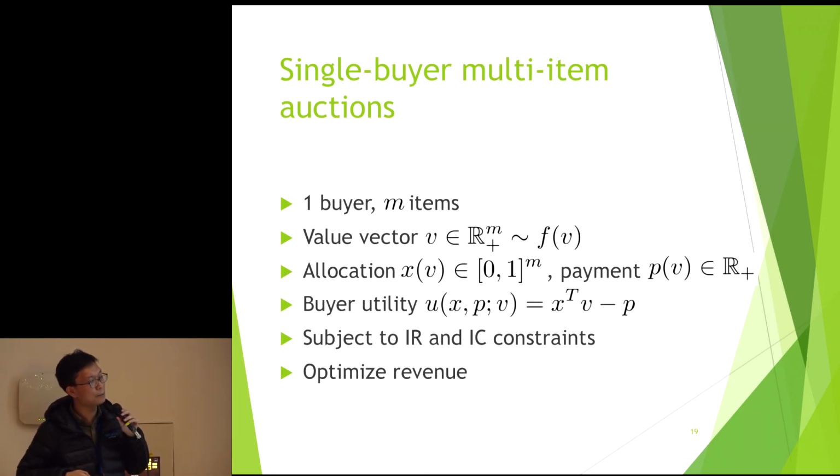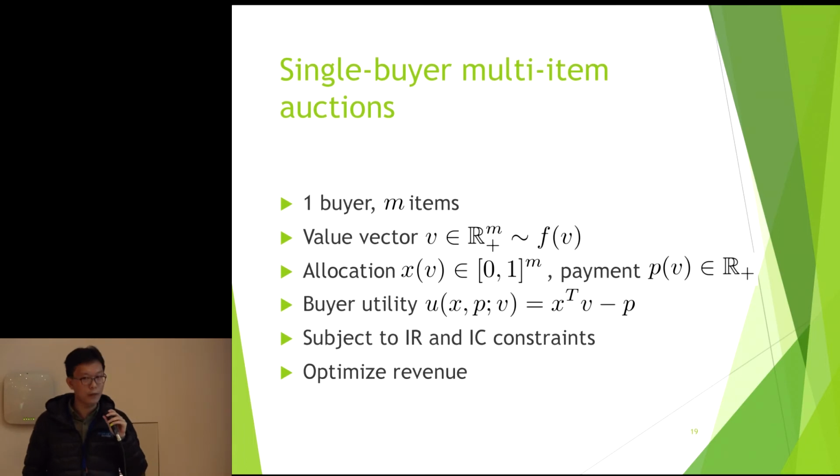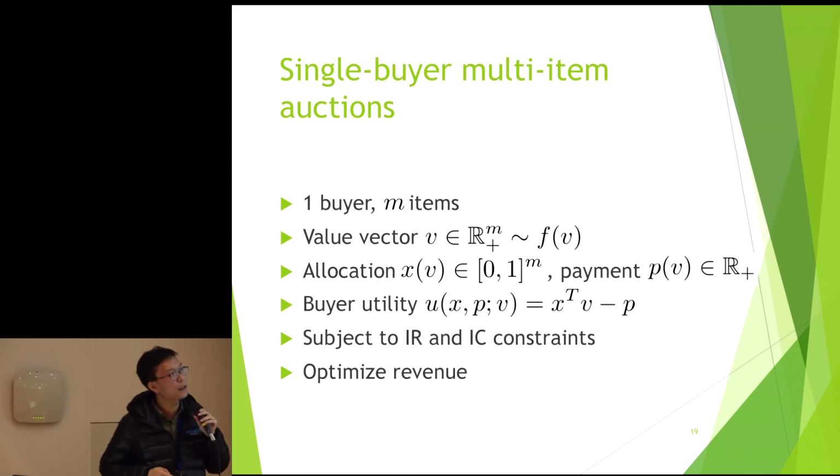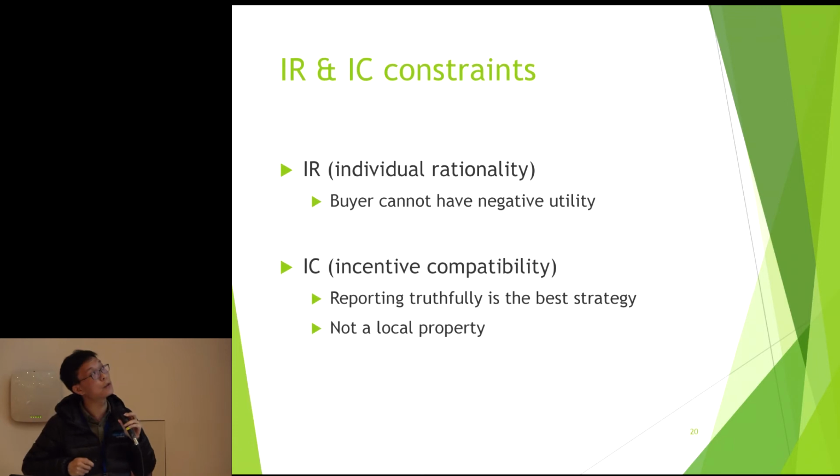We assume that the buyer's utility is additive and quasi-linear. Our goal is still to optimize the revenue of this auction subject to IR and IC constraints. So why is this problem so difficult? It's because of these two constraints.